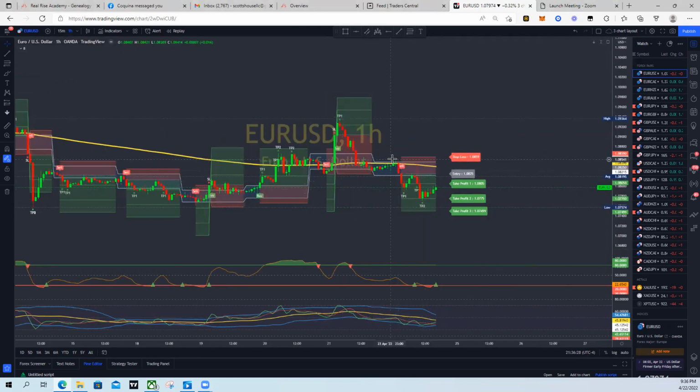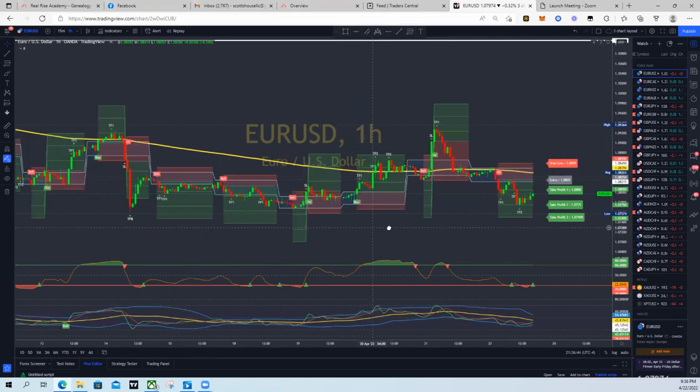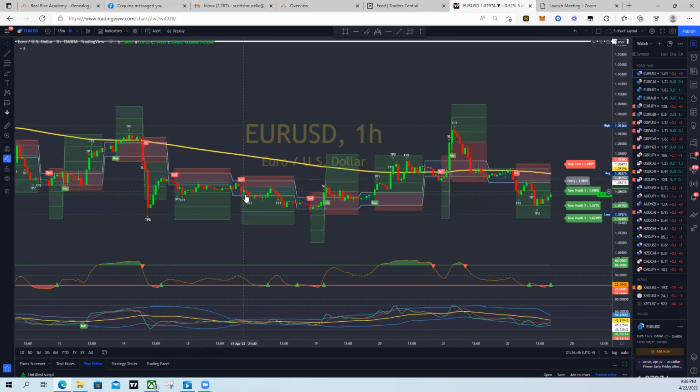Now, notice here, it gave you the sell, it hit take profit 2. Notice here, it gave you the buy, hit take profit 1. The sell hit the stop loss. This buy hit take profit 1, 2, and if you had held it, it would have hit take profit 3. Kind of stagnant here in this area, but you did get a sell. It hit your take profit 1, nearing take profit 2. The sell hit your stop loss.